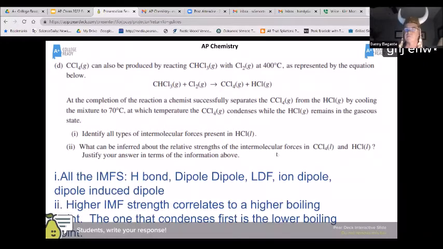For part two, make sure you justify your answers, and that means claim, evidence, reasoning. Your claim is this one has stronger intermolecular forces than that one. That's your claim, right? So you're going to write that. Your evidence is going to be that information they gave you about which one condensed. And then your reasoning is going to be something that shows that you understand how the strength of intermolecular forces connects to boiling points. So go ahead and take a moment and answer the question.